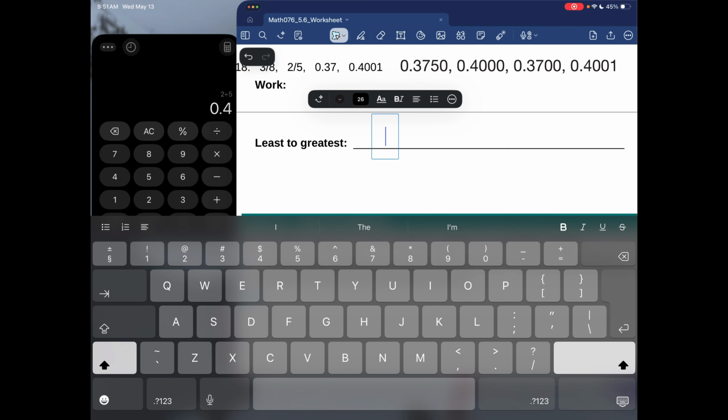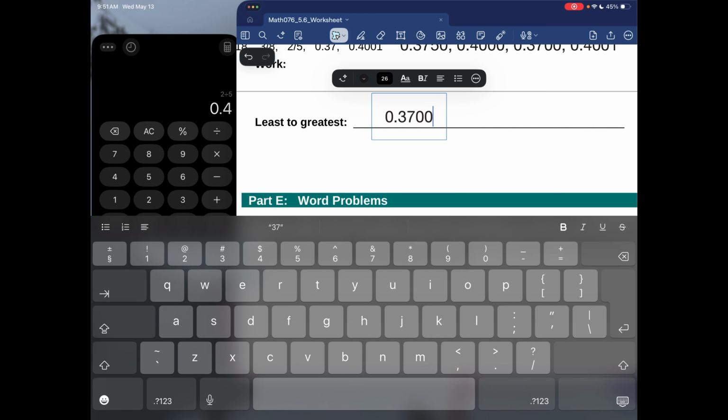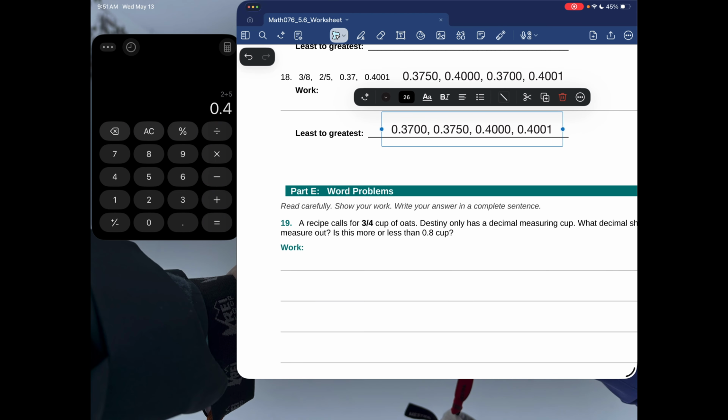My smallest number, if I look at it and I ignore the decimal place and I just look at the number, is going to be 0.3700. Then my next one is going to be 0.3750. Then my next one is 0.4000. And my last one, 0.4001. And there we go. Awesome.